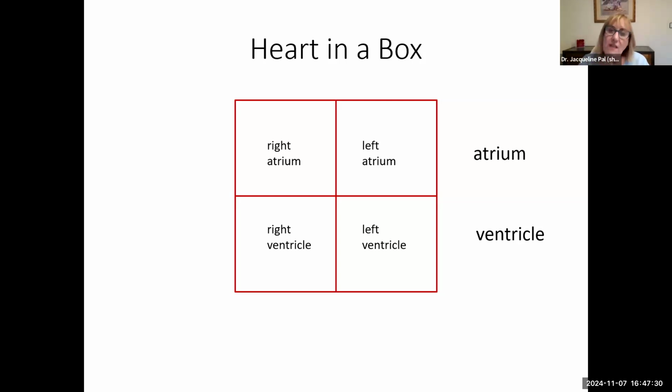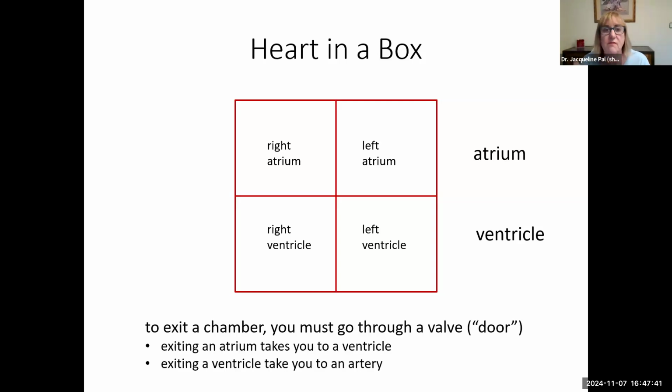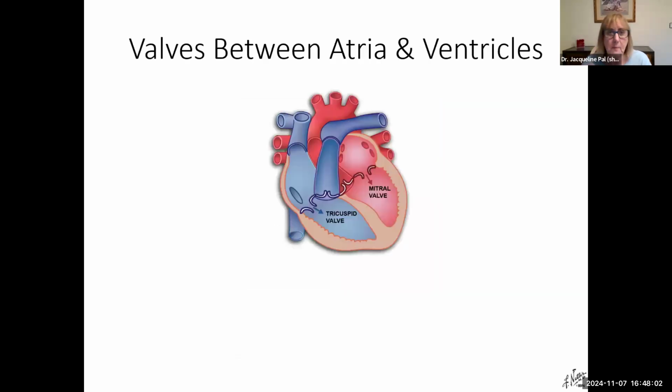Now, in order to leave one of these chambers, you have to go through an opening, just like to leave a room, you go through a doorway. Well, the doorways in the chambers of the heart are known as valves. So exiting an atrium takes you into a ventricle, but exiting a ventricle takes you into an artery. It's going to take you into a blood vessel, specifically an artery. So let's look first at the valves that are between the atria and the ventricles.